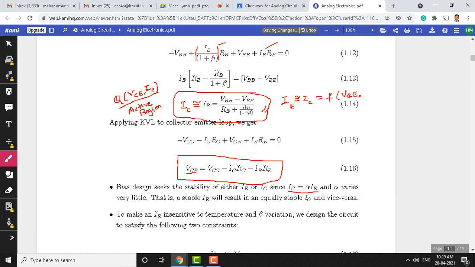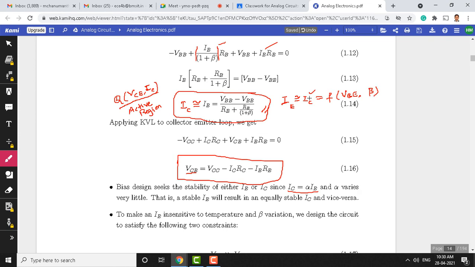Okay, that means this IC or IE, which is the output DC collector current or output DC emitter current, is a function of this VBE and beta. Any change in VBE leads to a change of IC. Any change in the value of beta leads to a change in the value of IC. Now the question is, how do we manage this?